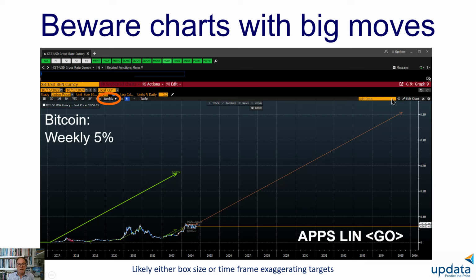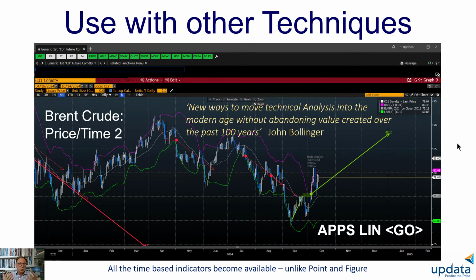But really, you have to be very cautious and beware of these big box sizes, 5%, giving long-term charts on the log scale. So you can use them with other time-based techniques. If you want to use all of the moving averages or indicators like RSI.